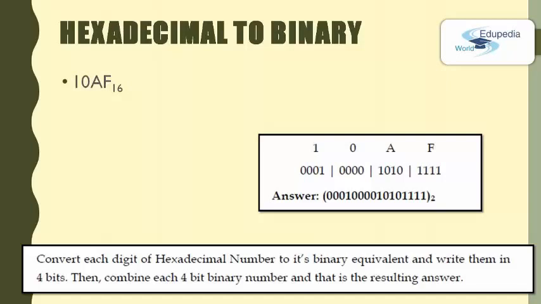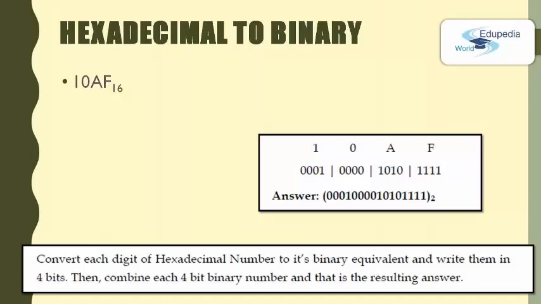Now let's take our example, 10AF. The first rightmost character is F. If we convert this F into a binary value, we get 1111, because the hexadecimal character F represents the decimal value 15. To convert a decimal value into a binary equivalent number, we have to do the division by 2 process. If we input this 15 into that division by 2 process, we can obtain this 1111 binary value.